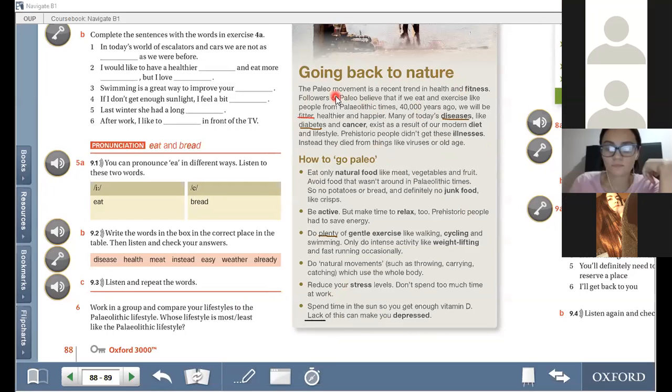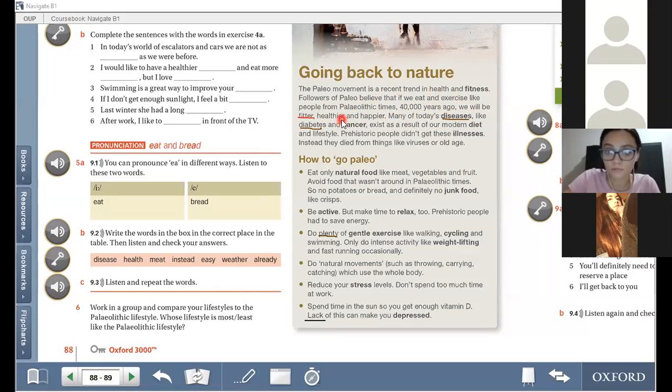The paleo movement is a recent trend in health and fitness. Followers of paleo believe that if we eat and exercise like people from paleolithic times, 40,000 years ago, we will be fitter, healthier, and happier.